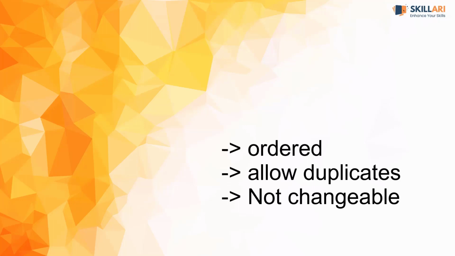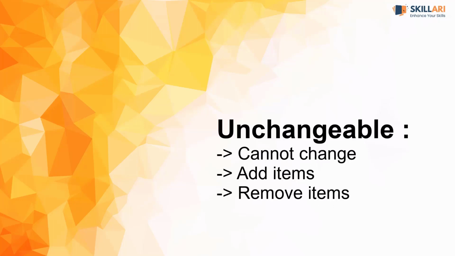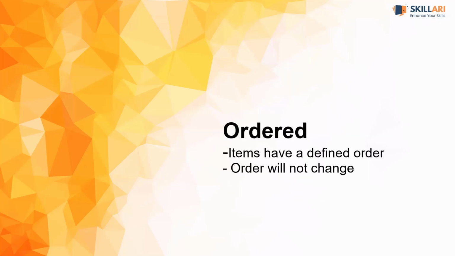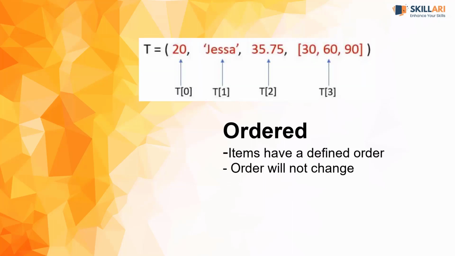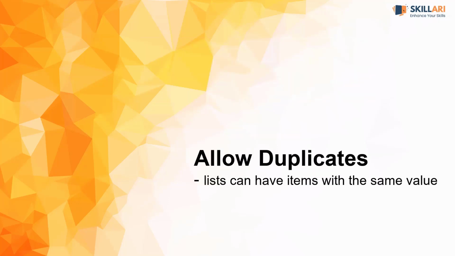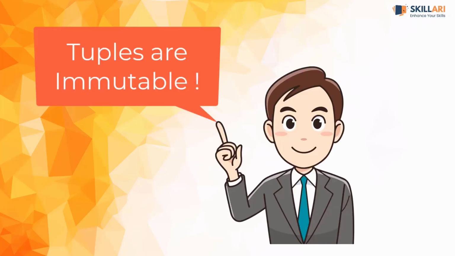They also allow duplicates, but what makes it distinct is it is unchangeable. It is immutable. What I mean by this is, once a tuple has been created, we cannot change or add or remove items from a tuple. As it is ordered, again it will be having a defined order and the order will never change. You can index it. Index again starts from 0, 1, 2, 3 and it proceeds. It also allows duplicates. The main difference between list and tuple is it is immutable. That is, tuple cannot be changed.